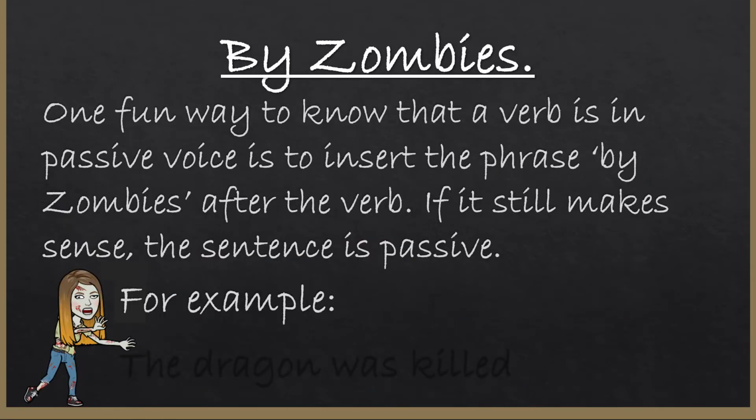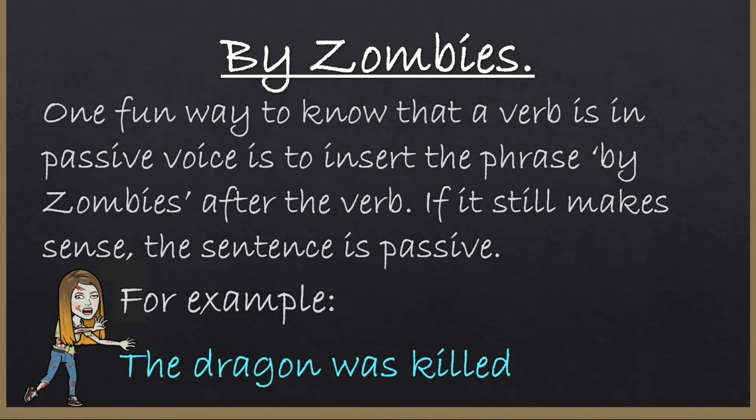One fun way to know that a verb is in passive voice is to insert the phrase by zombies after the verb. If it still makes sense, the sentence is passive. For example, the dragon was killed from our last sentence. Let's add now, after the verb killed, by zombies. Does it still make sense? The dragon was killed by zombies. Yes, it does. It still makes sense, which means that this sentence is passive.